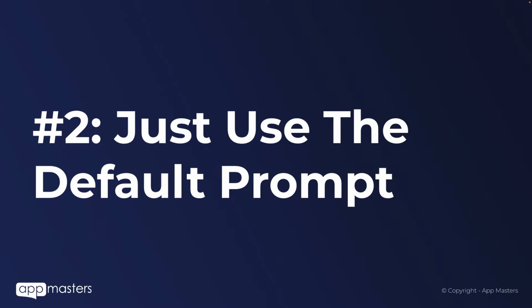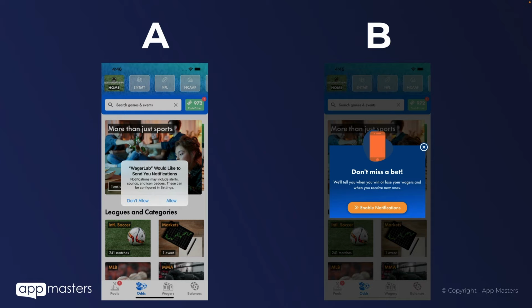Number two, just ask for it, all right? I was wrong about this. So here's an A/B test from a previous YouTube guest, William from Wager Lab, and he A/B tested this because he said, Steve, I've been following your advice and I've been doing it B. And so I tested it versus A because a lot of people in the industry were saying B is the best way to go.